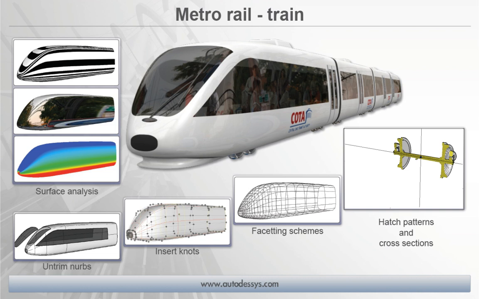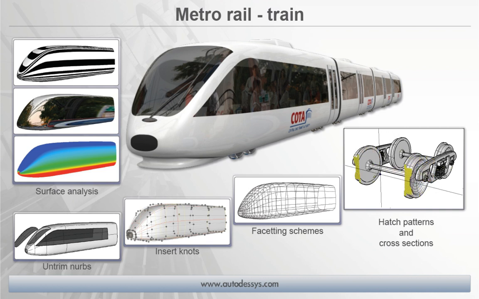Now, we don't have time to model the entire train. However, we do have time to highlight just a few of these really neat features of FormZ 7, such as the surface analysis tools, which help us analyze the smooth, aesthetic appearance of our design with real-time visual evaluations. The Untrimmed NURBS tool, which lets you remove holes or trimmed edges from a NURBS surface and restore the surface back to its original form.